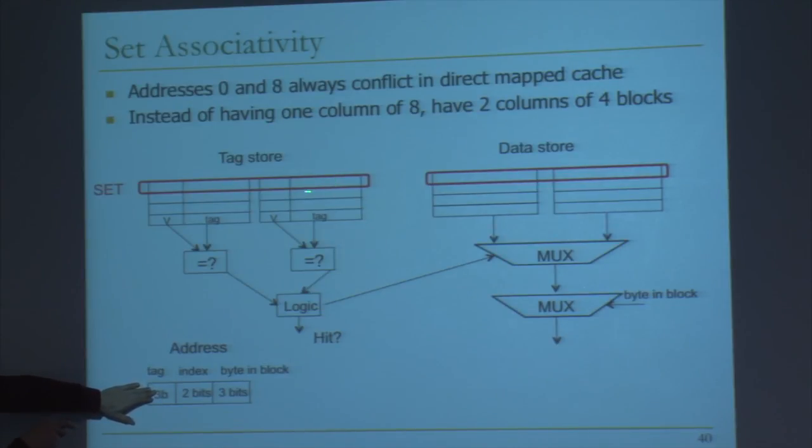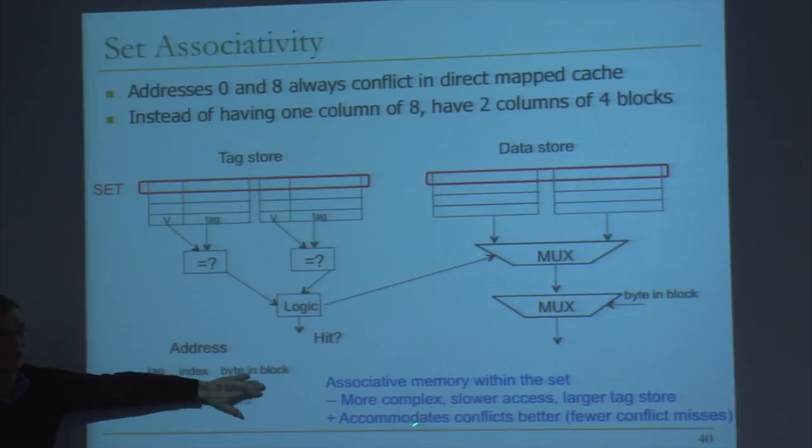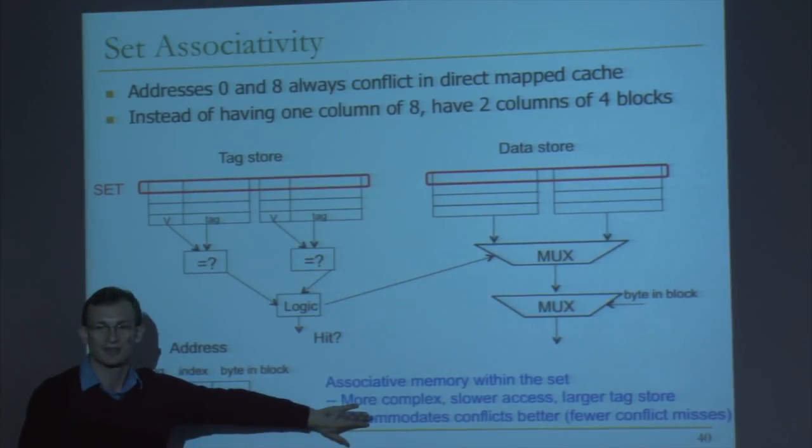When you access block 8, you will miss in the cache, but you have another place to place that block. So now 0 can be stored here and 8 can be stored here, and you could keep accessing 0 and 8 and get an almost 100% cache hit rate. Okay? So what is the downside of this? Well, the upside is it accommodates conflicts better. Now you can get fewer conflict misses.